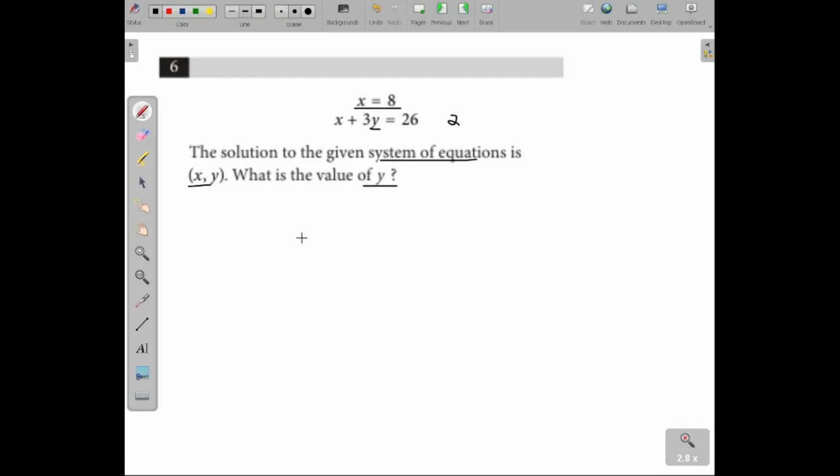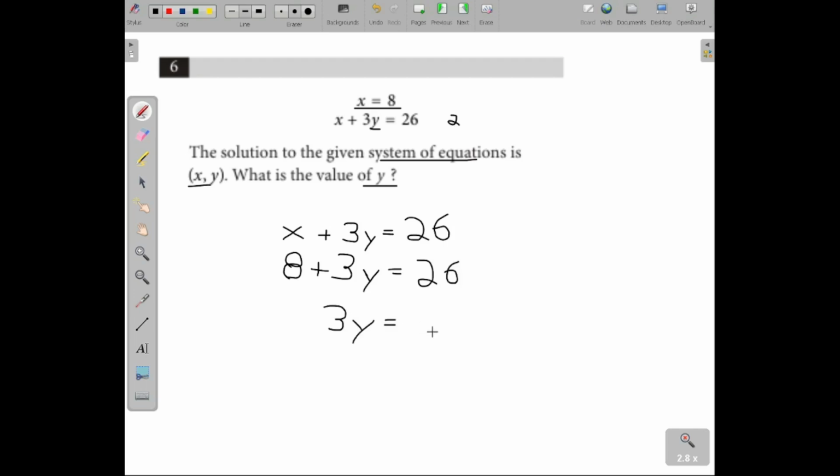We'll copy the equation x plus 3y equal to 26. We said that x is equal to 8, so let's replace the value. 8 plus 3y is equal to 26.